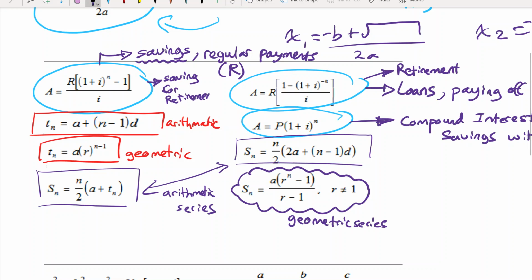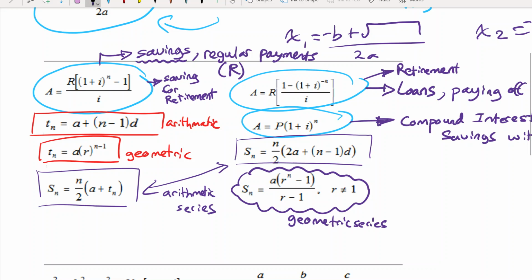Be careful about those retirement questions, because if you're saving for retirement, you need to use the formula that has to do with savings. And if you are using your retirement, you have to use the formula that is for paying, that is for actually once you're in retirement, right? So the second formula over here, sometimes we call it the present value formula.